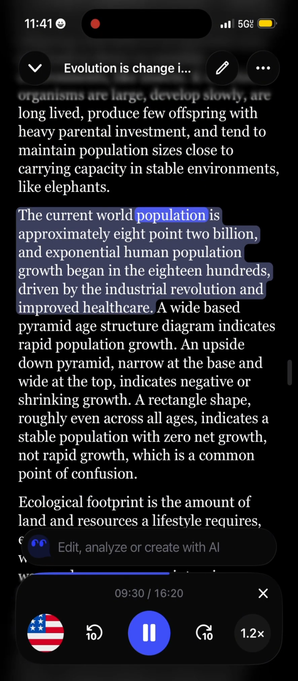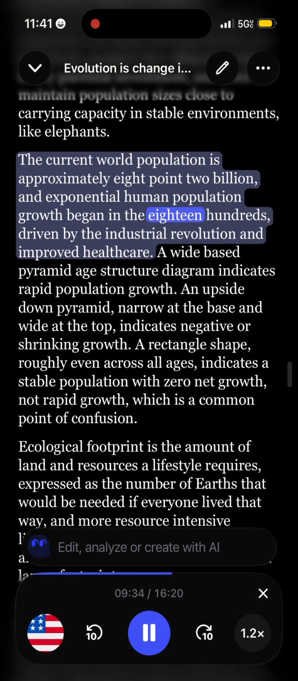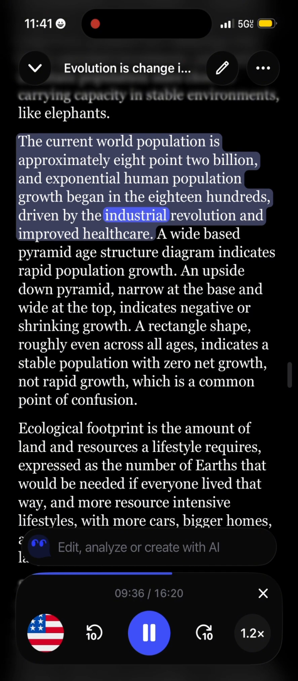The current world population is approximately 8.2 billion, and exponential human population growth began in the 1800s, driven by the Industrial Revolution and improved healthcare.